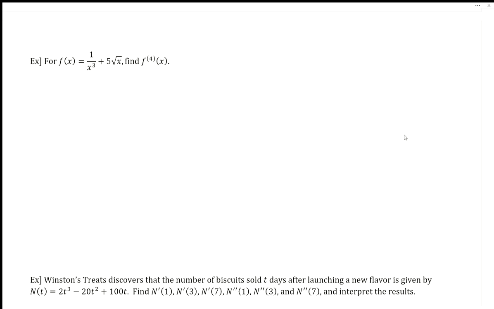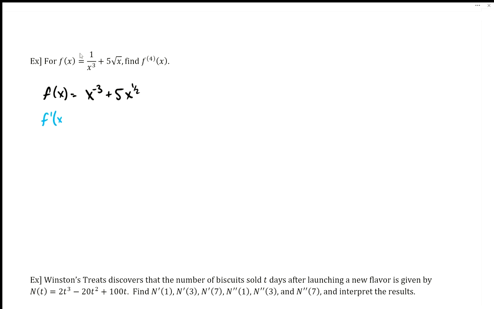Okay, so our first step, just like always, if it's not in the best form for us, we should rewrite it. So if I have x cubed in the denominator, I should move it up and make it x to the negative 3. And then the square root of x we know is the same thing as x to the half power. So we have x to the negative 3 plus 5x to the 1/2. Now we'll go through our business and say, well, let's get our first derivative.